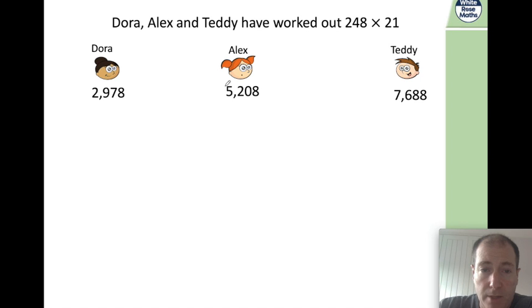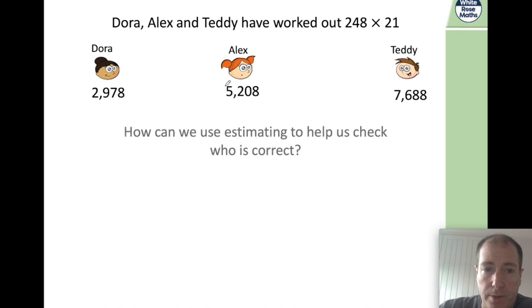But I mean, can we eliminate 2 definitely wrong answers? What do you think we could do here without actually physically working out 248 times 21? Could we eliminate the wrong answers? Well, I have an idea. We could round them up. So we could estimate by rounding up. So 248 is closest to 250, and 21 is closest to 20.